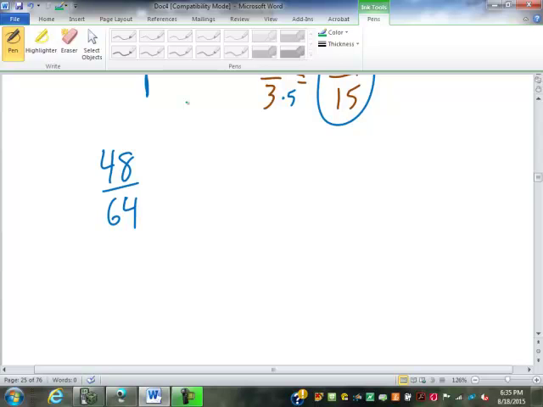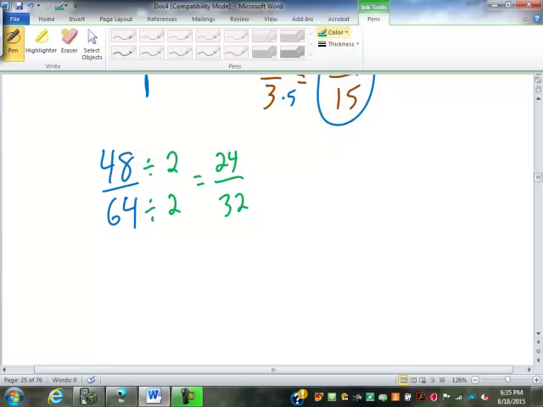What's a number that we can divide both 48 and 64 by? 20 doesn't quite go in. Nice try, though. What can we divide them both by? Well, they're both even, so we know we can divide them by 2 at least. Let's try that. 48 divided by 2 is 24. 64 divided by 2 is 32.